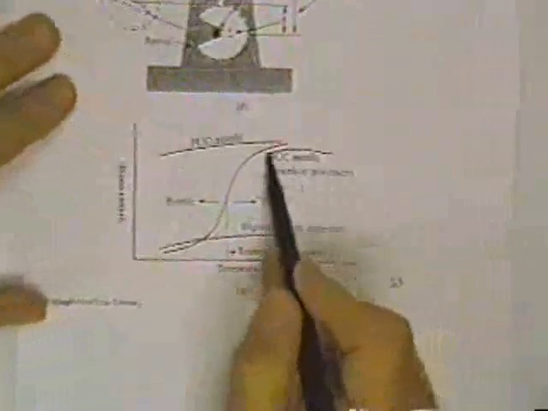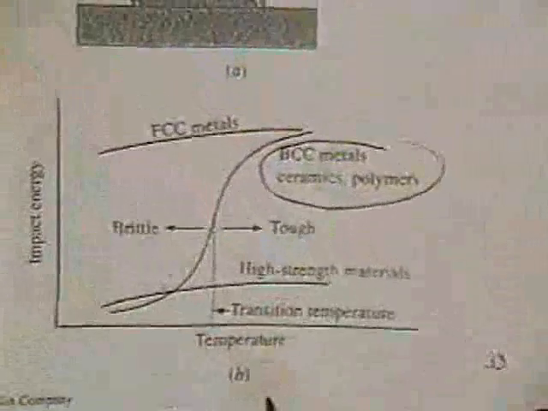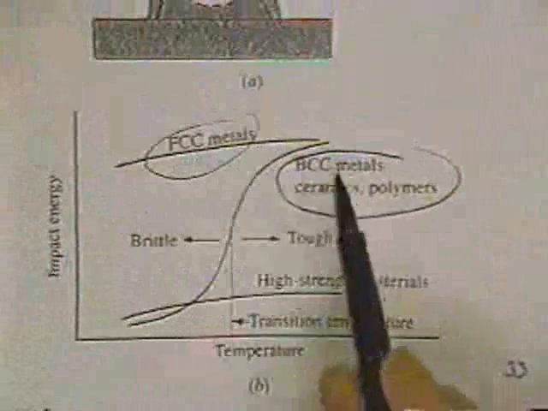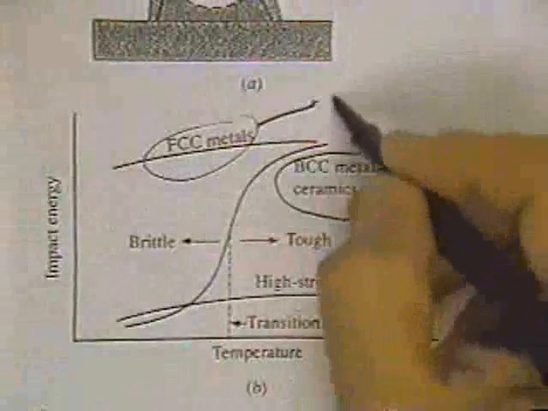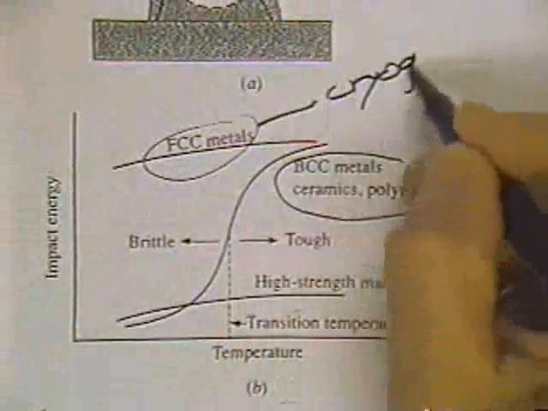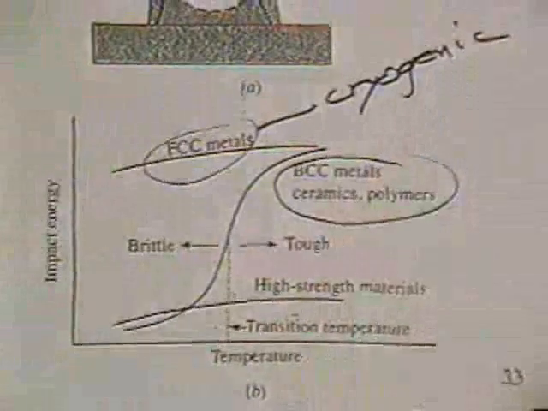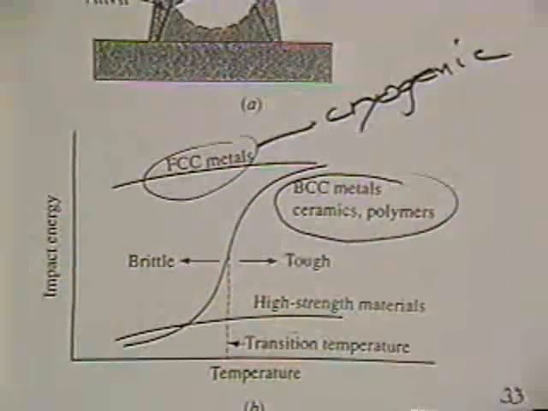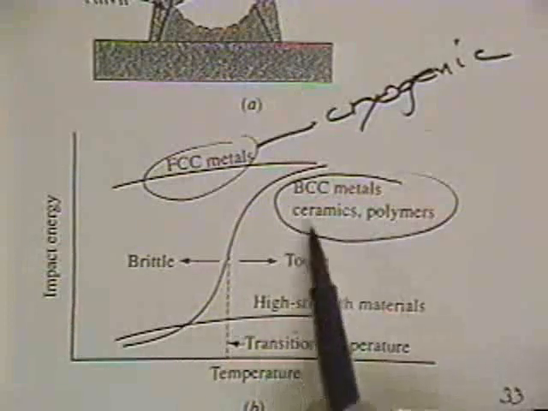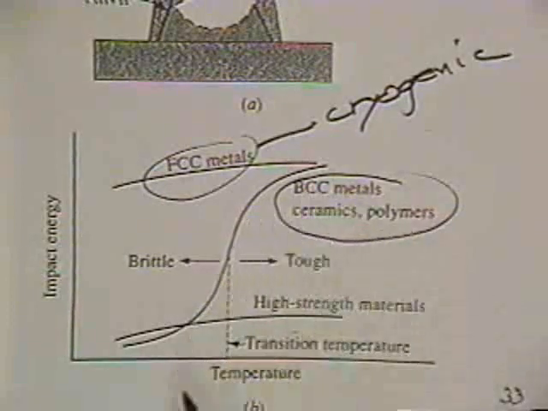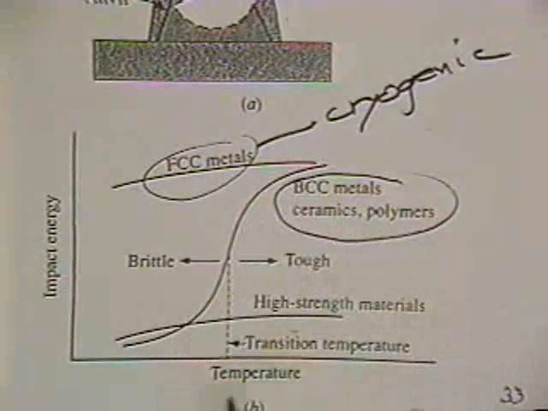If you look at the lower portion on page 33, there's a variety of different curves. Body-centered cubic materials undergo a ductile to brittle transition temperature. Face-centered cubic materials don't. And that's why face-centered cubic materials have cryogenic applications. Stainless steels, nickel, aluminum, copper are used at low temperatures. And ceramics and some polymers also undergo a ductile to brittle transition temperature.